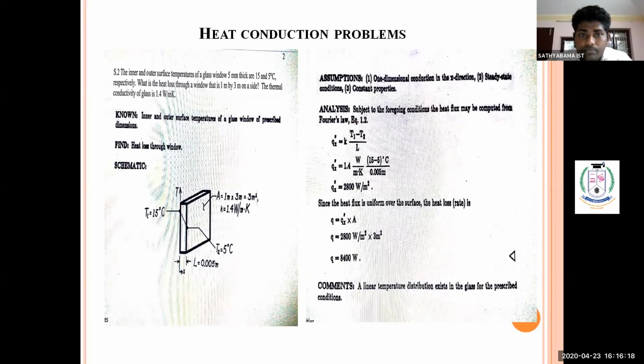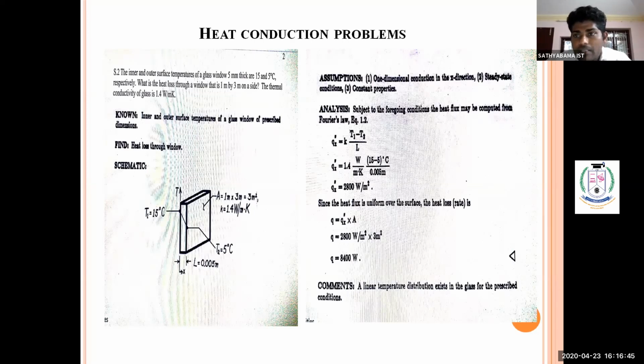So next problem, heat conduction problems. Next, the same type of problem. The inner and outer surface temperatures of a glass window 5 mm thick are 15 and 5 degrees Celsius respectively. What is the heat loss through a window that is 1 meter by 3 meter on a side? The thermal conductivity of glass is 1.4 watt per meter Kelvin. They have given a schematic sketch of the inner and outer surface temperatures of a glass window of precise dimensions.